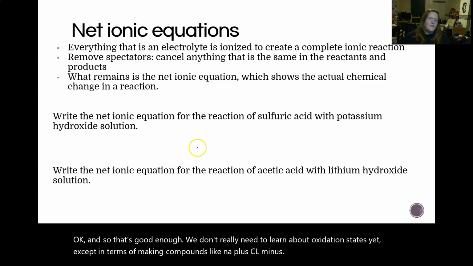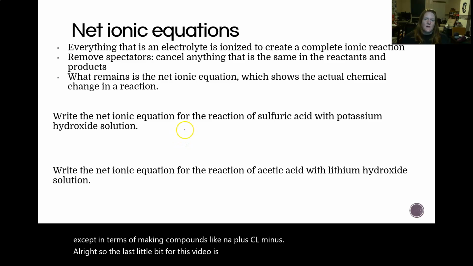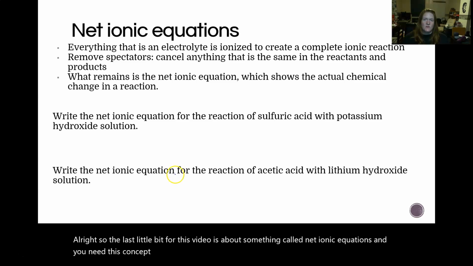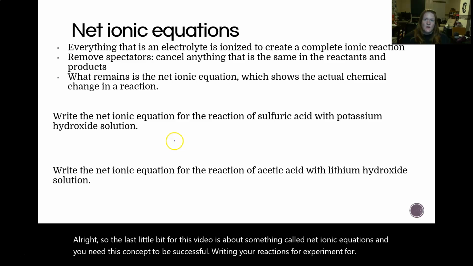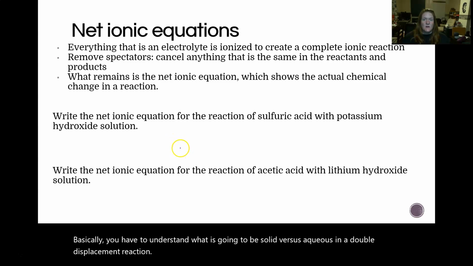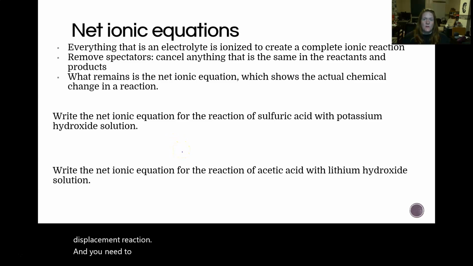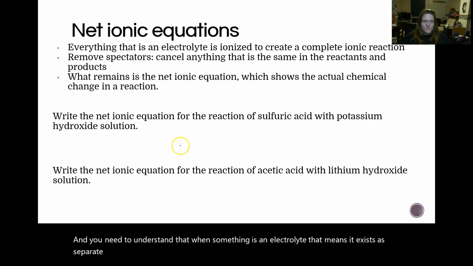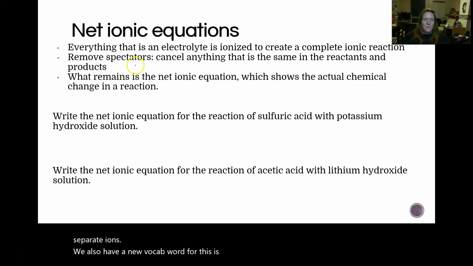Alright, so the last little bit for this video is about something called Net Ionic Equations, and you need this concept to be successful writing your reactions for experiment 4. Basically, you have to understand what is going to be solid versus aqueous in a double displacement reaction, and you need to understand that when something is an electrolyte, that means it exists as separate ions. We also have a new vocab word for this. It's called spectator ions. Spectator ions are the ones that don't do anything in the reaction.